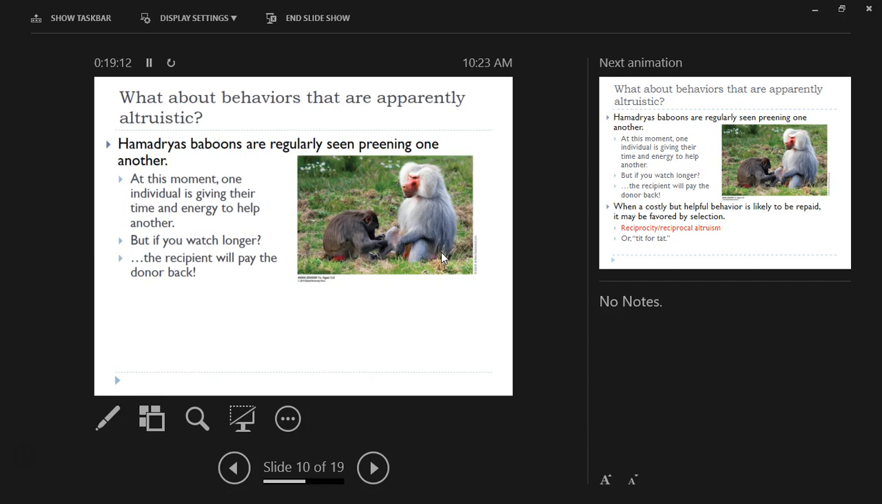Another way, especially in the case where you have a male-female difference, these males, you can tell that the male is substantially larger than the female, and males will protect those females that perform grooming for them. And so this is another way that males can help to pay back favors on the part of the female.